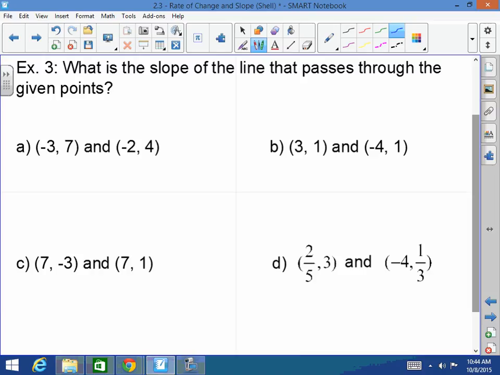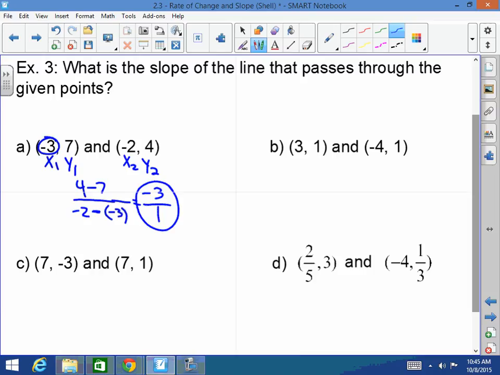So in this case, you label, label, label, label, label. x1, y1, x2, y2. y2 minus y1 over x2 minus x1. Please notice that you're subtracting. It's x2 minus the value of x1. So I have a negative times a negative here. So this will be negative 3 over negative 2 plus 3, which is 1. And that is my slope, negative 3 over 1.